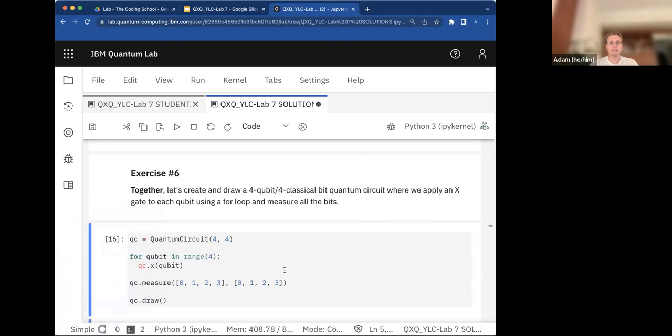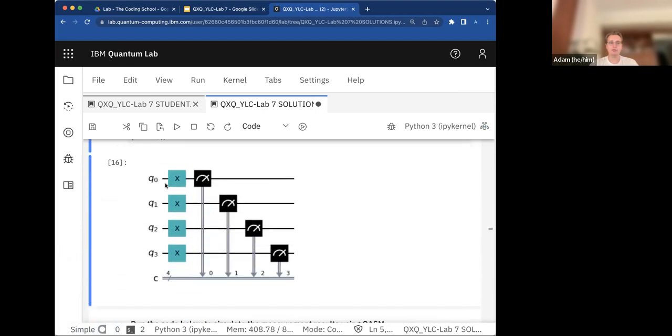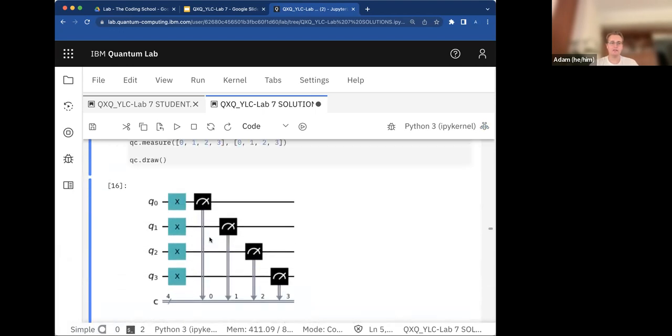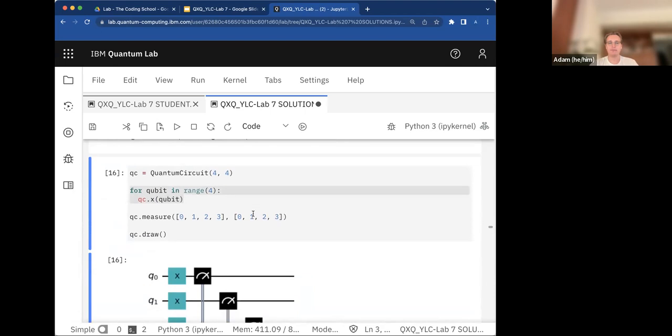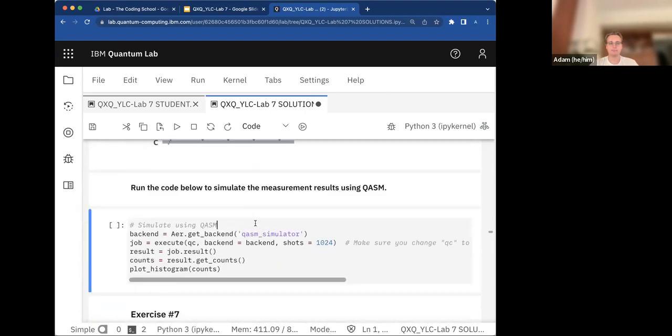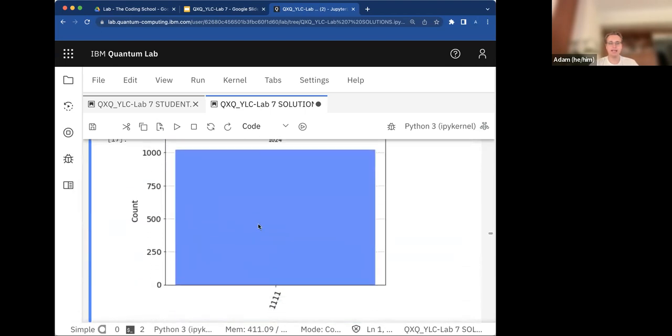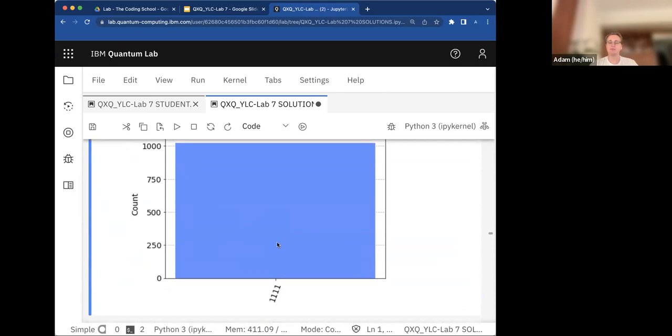So we can run this and look, beautiful. We get this circuit where we apply X's to all of them, even though we never actually technically wrote qc.x(0) ourselves. We had Python do that for us. And then we can run this. And hopefully, unsurprisingly, if you take a moment to think about it, we get out all ones here, all ones.